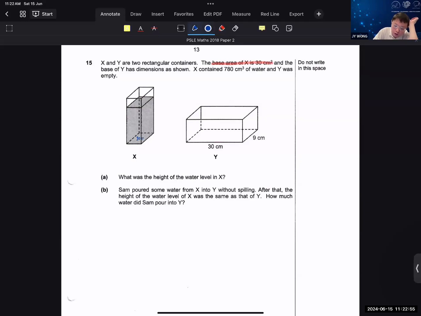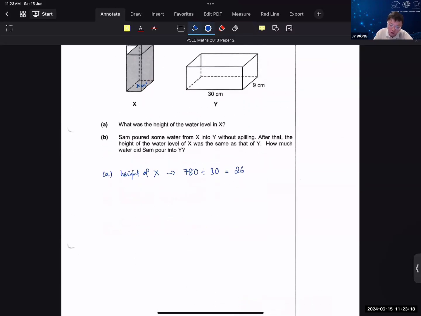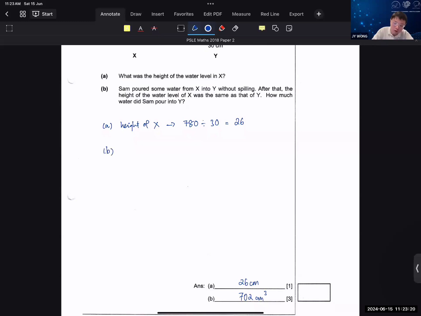So base area is 30 cm squared. We don't know what the length and the breadth are. It doesn't matter. We have the base area, so we can find the height. Your height of water in X will be your volume of water, which is 780, divided by the base area, which is 30. That will give you 26. You have absolutely no reason for getting this wrong. This one, the examiner gives you 1 free mark because the second part of the question is not so straightforward.